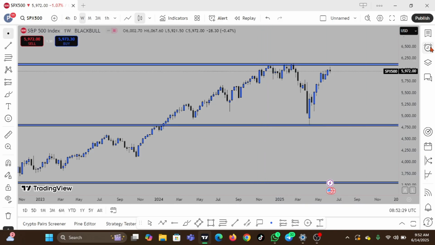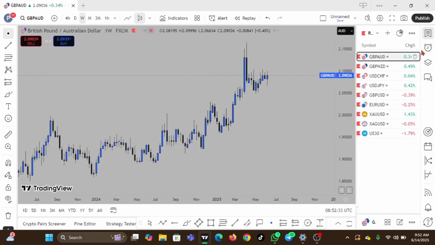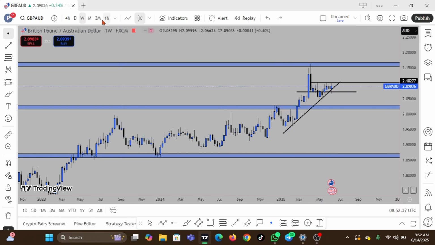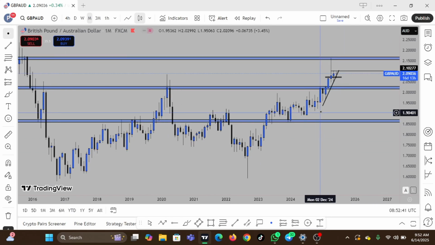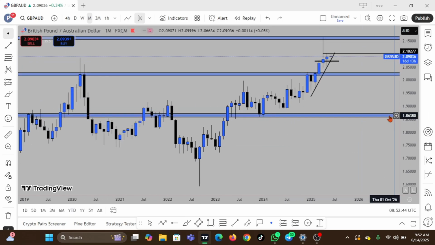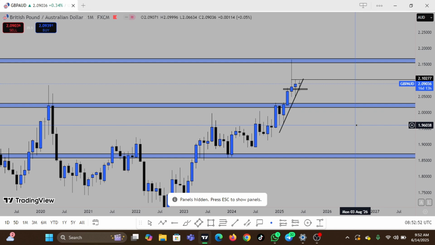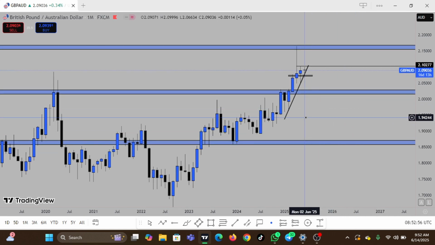On my first list, I'm going to be looking at GBPAUD. I did analyze this market for us in our previous analysis, and I said that I'm looking at a bullish continuation movement on GBPAUD.